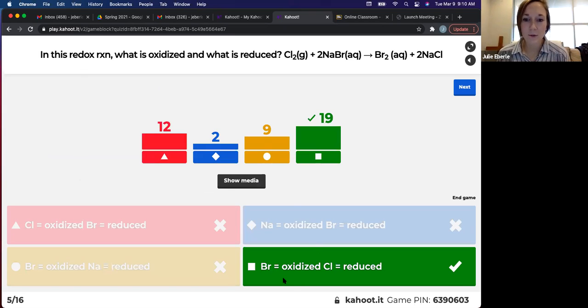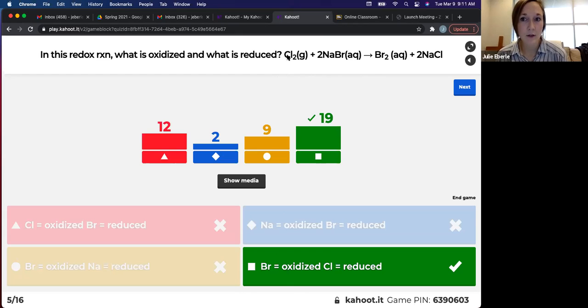All right, the correct answer was that bromine is oxidized. Why? Because right here on the product side, sodium bromide, it's a -1. On the product side, it's a 0. So it's going from -1 to 0, bromine is increasing in charge, which means it's giving away an electron to do that. So it's oxidized, bromine's oxidized.